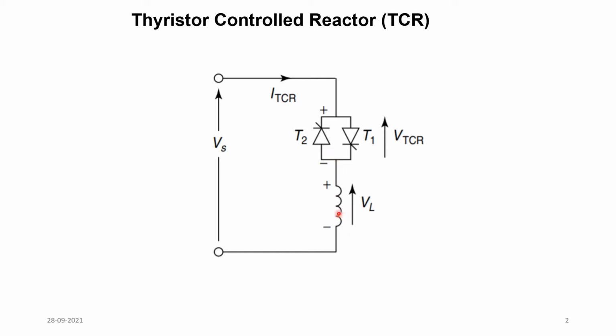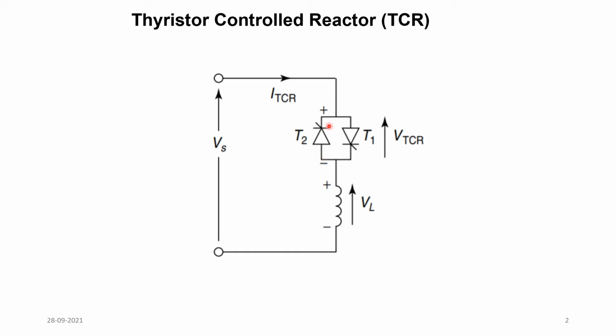So if it happens, it disturbs the symmetrical operation of the two anti-parallel SCRs. So even though you can vary the alpha from 0 to 180 degrees, in the TCR case, below alpha of 90 degrees, DC components are introduced in the current. So it disturbs the symmetrical operation of the two anti-parallel SCRs.